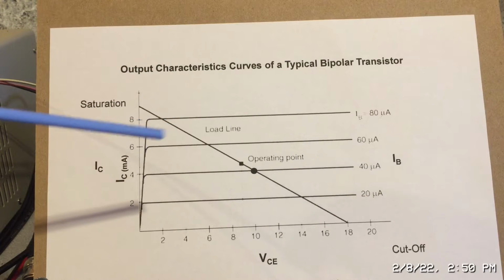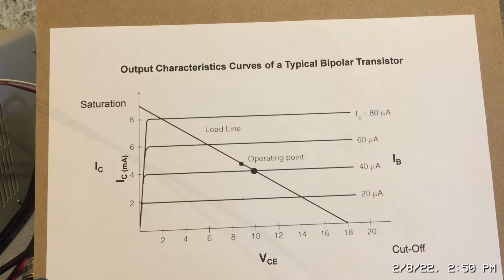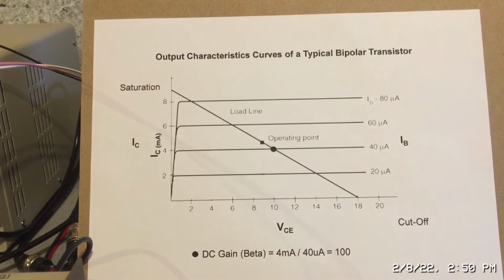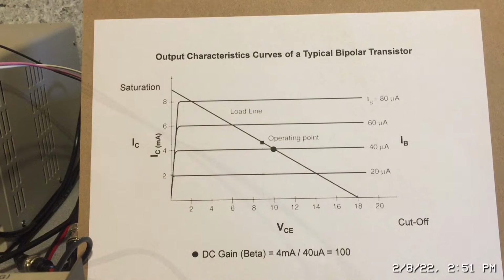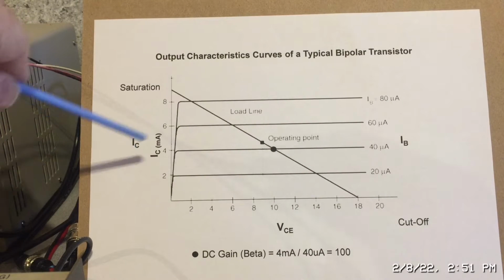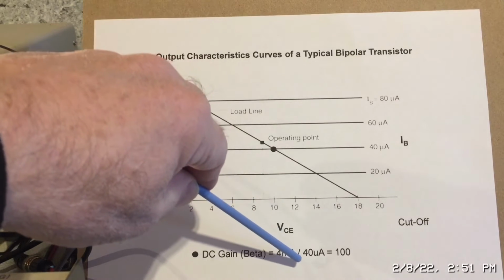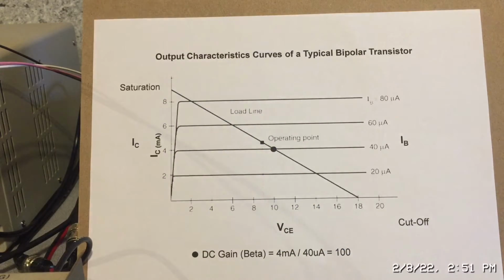Now how do we calculate the gain? We have a formula here on the bottom. The gain, or the beta, sometimes called HFE, is just the ratio of the collector current to the base current. Here we have 40 microamps of base current and 4 milliamps of collector current. So 4 milliamps divided by 40 microamps equals 100. So the gain in this example is 100.